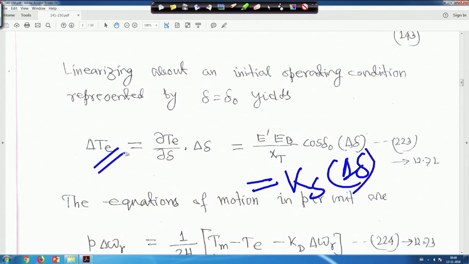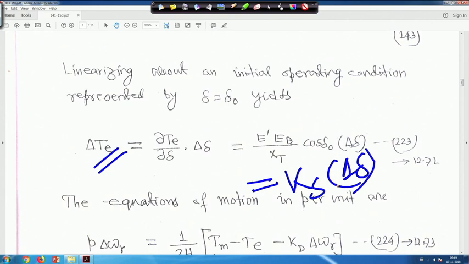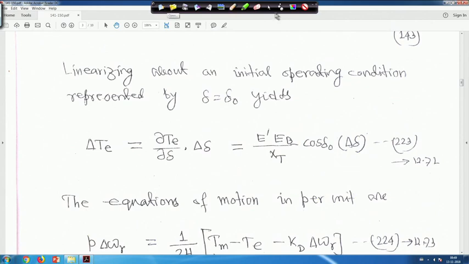So, that is my delta T e, and this K s is called the synchronizing torque coefficient. Why is it called the synchronizing torque coefficient? There is a question to you. You may not find it in the book, but when you listen to this, you should put your answer to the forum. This term is called the synchronizing torque coefficient, and it is K s delta delta. So, in that equation we replace delta T e by K s delta delta.